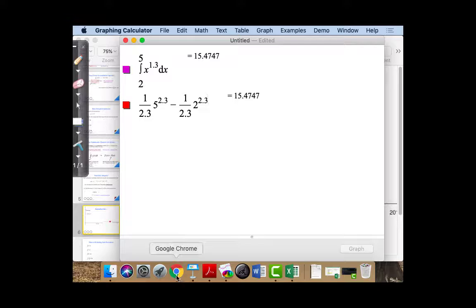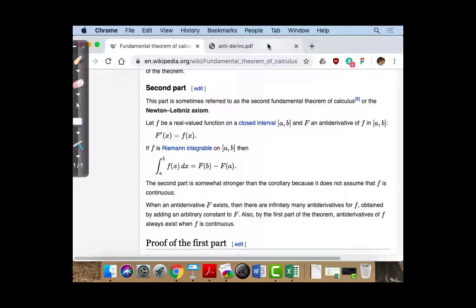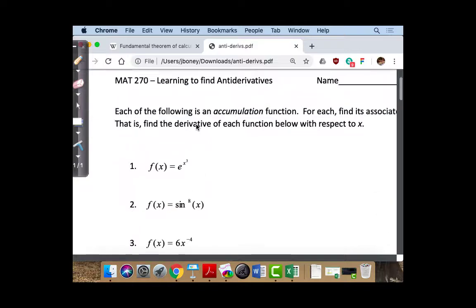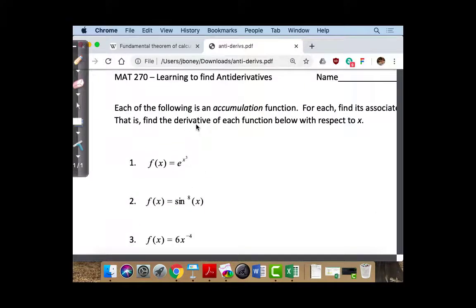So, let's see. What I want to talk about is, if I can get this slid over there. I posted this in stuff to think about over our long weekend. There's a PDF with 2 sides to this worksheet. The first is just finding a couple of derivatives. But I just want to show you a couple of examples.